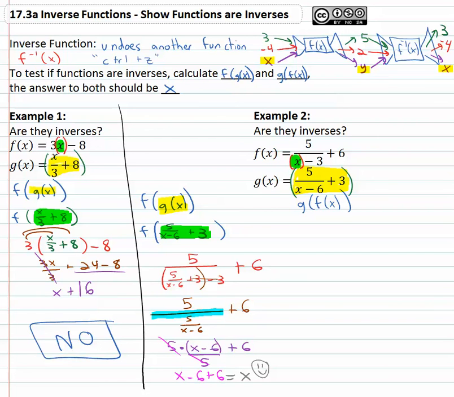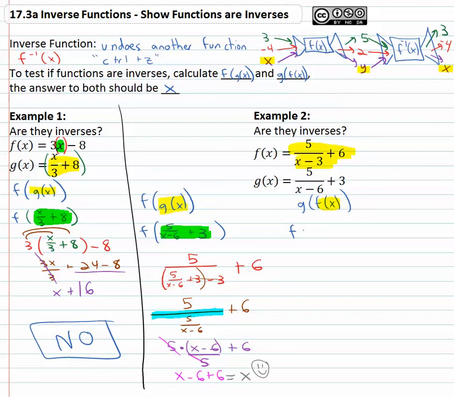There's a pretty good chance we're looking at inverses now because the composition came out to be just x. However, to know for sure, we still have to calculate the composition the other direction because inverse functions should be able to be composed in either order. So we go back to the g of f of x. And this time we're going to plug the f in. Well, what's f? This guy.